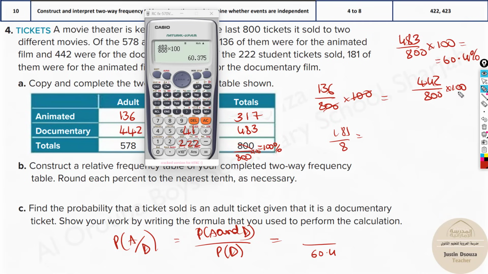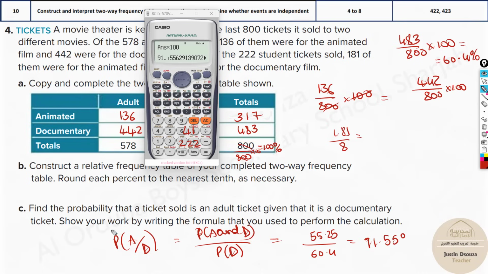What about A and D? So now you need to just solve the next equation over here. Just change it to 442, and here you go. The answer is 55.25%. Now the conditional probability would be this: 55.3, I need to take it as 55.3, which I forgot over here as well, divided by 60.4. You multiply this by 100, you will get the percent, that is 91.55%.